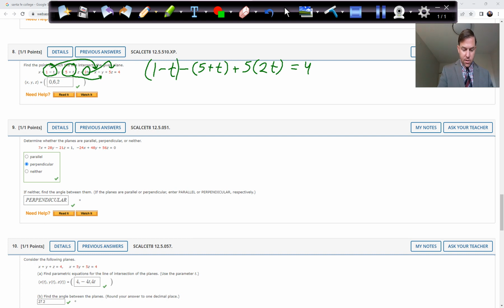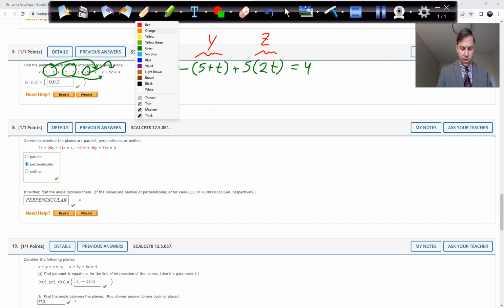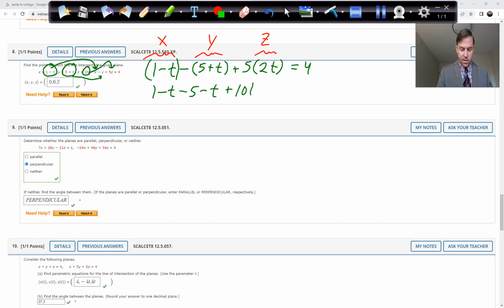So let me make sure this is clear. That was x, this was y, this was z. So from the plane equation, these bubbles I wrote in are replacing x, y, and z. Now notice this equation is just in terms of t, so we can solve for t. So this would be 1 minus t minus 5 minus t plus 10t equals 4. And if you combine like terms, you will get 8t on the left equals 8 on the right, which means t has to equal 1.